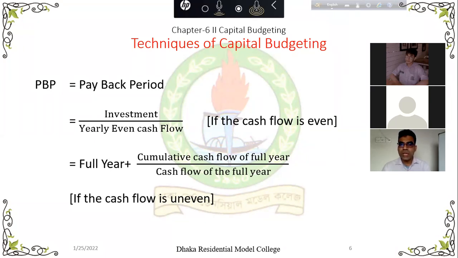Payback period: if the cash flow is even, we have to use the first formula, investment divided by yearly even cash flow. If the cash flow is uneven, we have to use the second formula. That means full year plus cumulative cash flow of the full year divided by cash flow of the year after the full year. Okay. Cumulative cash flow and cash flow are different.